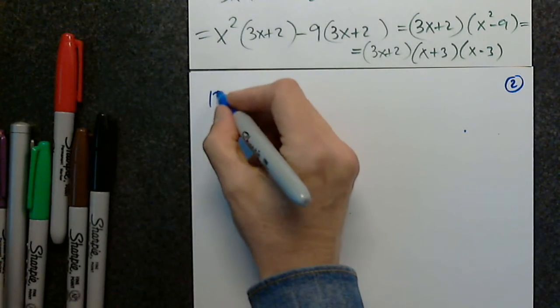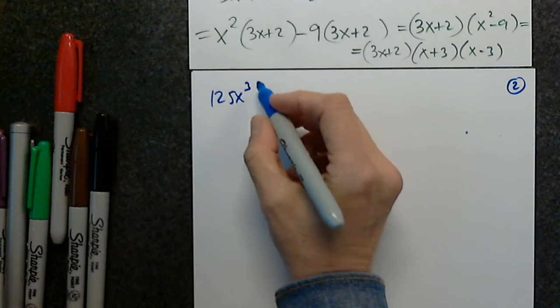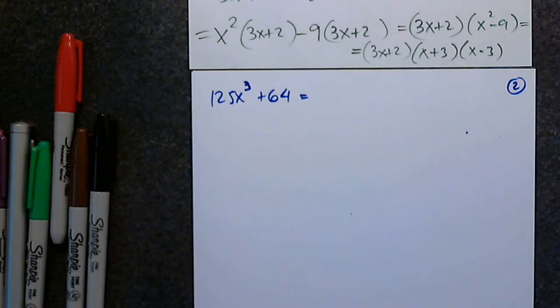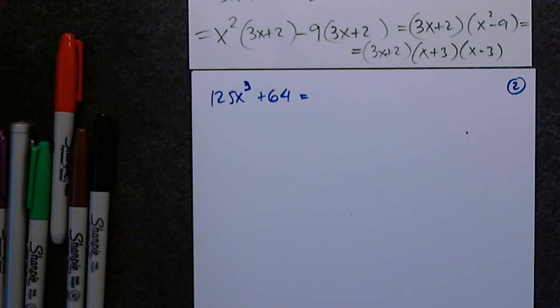Okay, so let's say 125x cubed plus 64. What type of polynomial is this? Good. Is it in descending order? Yes. Greatest common factor? Negative leading coefficients? Sum of squares? No. Sum of squares is not even factorable. Sum of cubes? Yes.